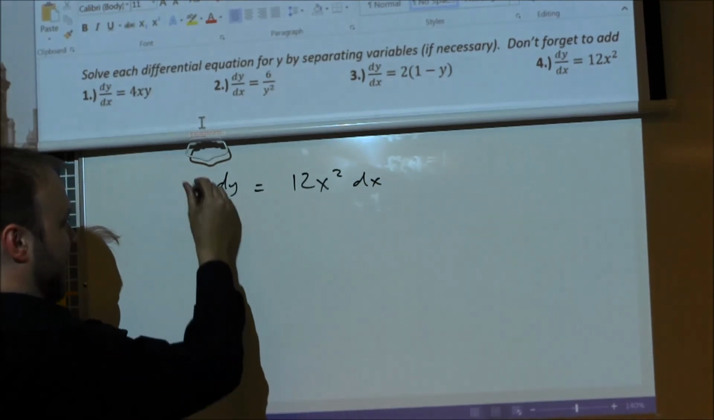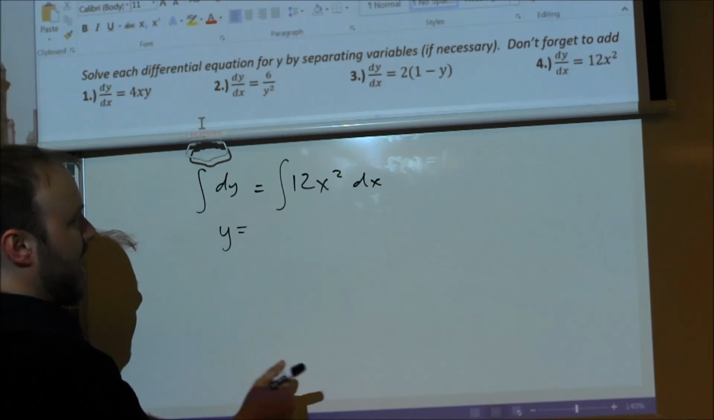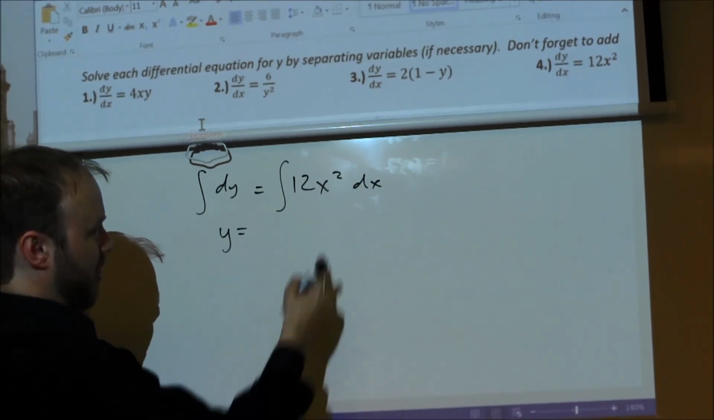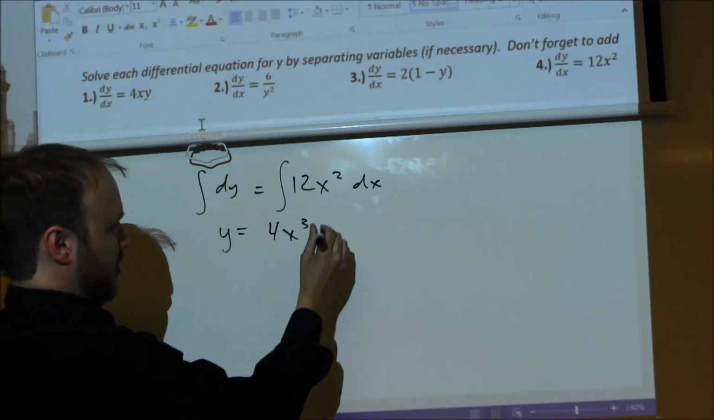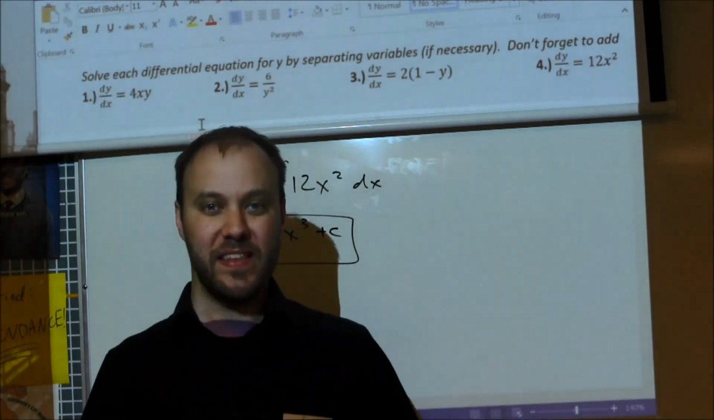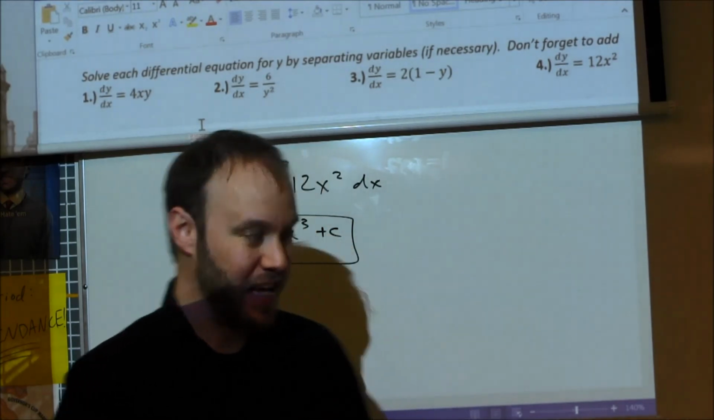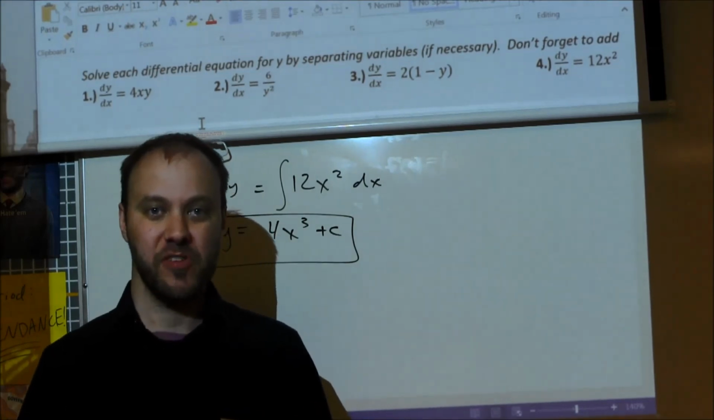And so you have a y side. Technically you take the integral of that. Integral of dy is just y. Integral of 12x squared, raise the power by 1, divide by the new power. You're going to end up with 4x cubed, and make sure you add your c. Again, they may give you an x and a y point that the function has to pass through. In that case, you would solve for c. But that's how separation of variables works.